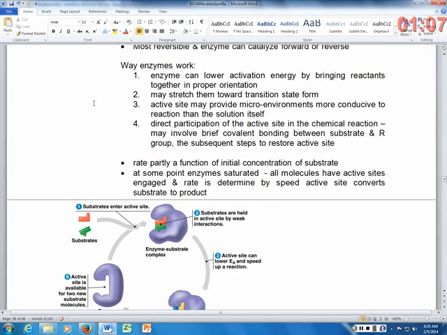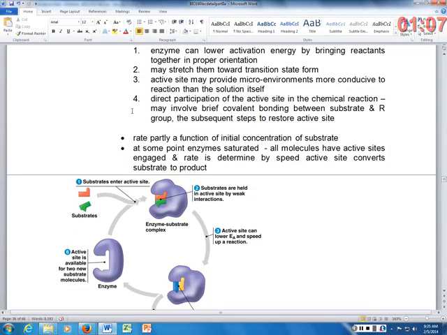So the way enzymes work, it can bring your reactants together in a proper orientation. So maybe they would normally come together like this, but the enzyme will bring them together in the reaction in the orientation they need to be in. It may help stretch them towards a transitional state. So it may go into that space and then stretch it so it's weaker and able to break.